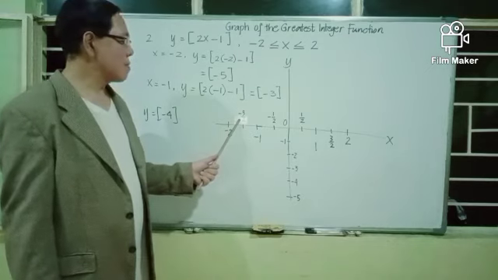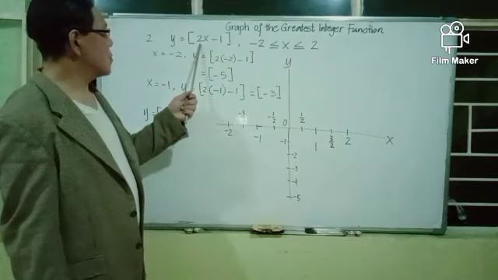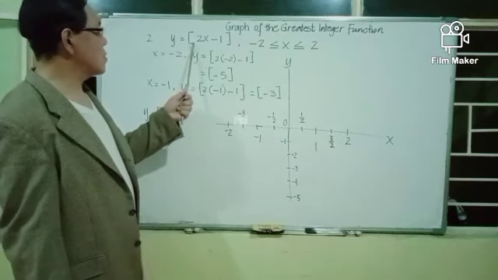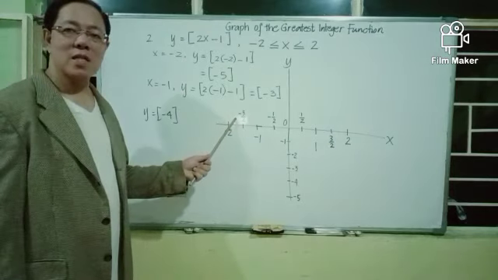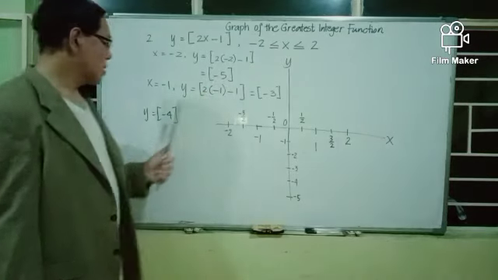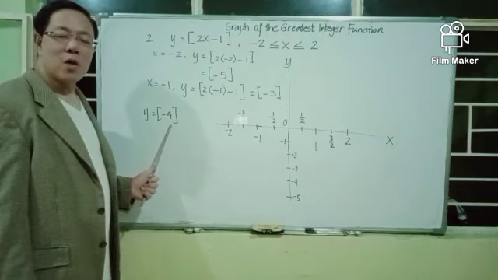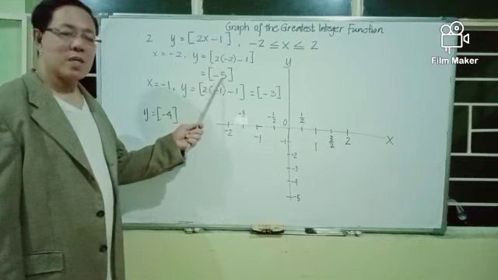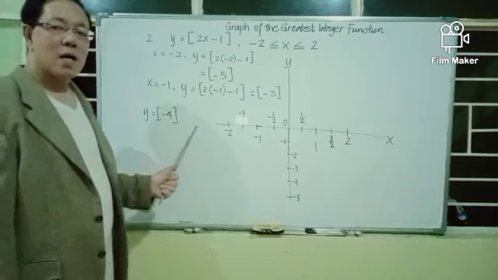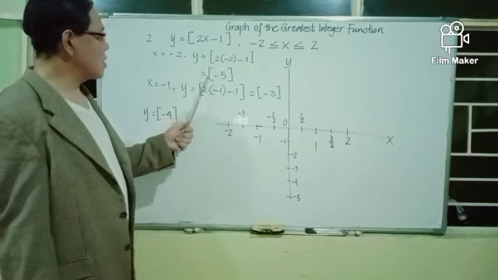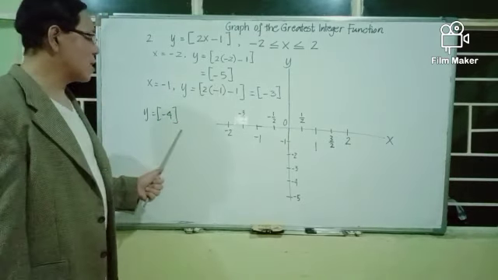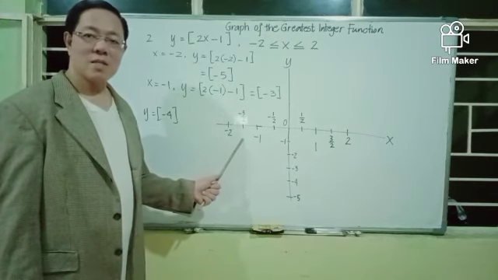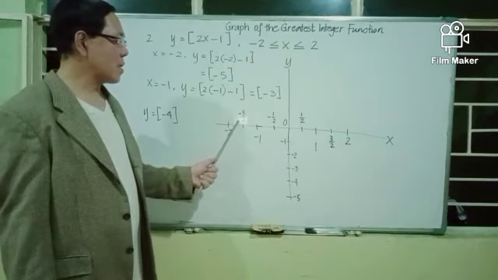When x is negative 3 over 2, multiply 2 by negative 3 over 2, you get negative 3, minus 1. You get y is equal to the floor of negative 4. Thus, we have a 1 unit interval between negative 5 and negative 4. And those values of y between the floor of negative 5 and the floor of negative 4 are for the values of x, the real numbers between negative 2 and negative 3 halves.